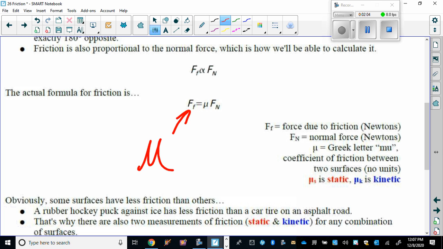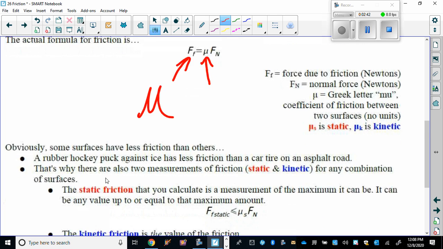And what is mu? Mu is a specific value and it's different for each type of surface on each type of other surface. So the mu value just describes how much friction there is between any two given surfaces. For example, the mu value for a rubber hockey puck on ice is probably much less than the mu value for your car on the road, right? If you're driving your car and the mu value is low, it means you're going to be slipping and sliding around.